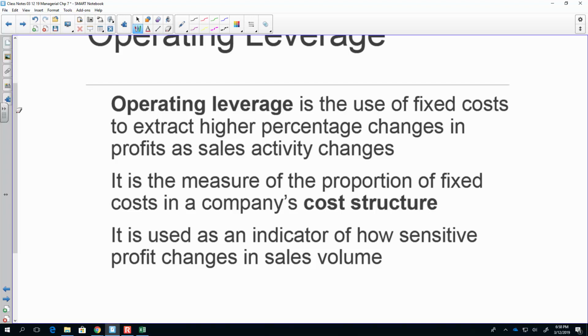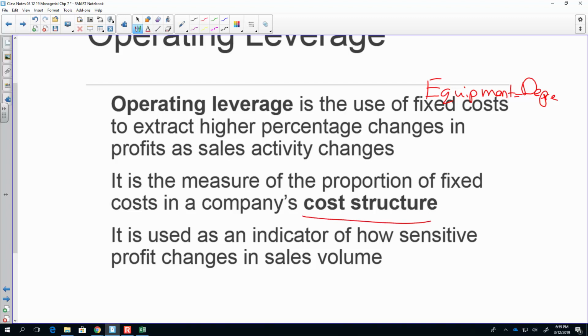Operating leverage is the use of fixed costs to extract a higher percentage of change in profit as sales activity changes. Okay. What are U.S. companies doing to be more competitive? We're buying more equipment. That's what a fixed cost is. What's our biggest fixed cost? It's depreciation on equipment, right? So we're using more fixed costs to generate our income as compared to other countries that might be using more variable costs, which is what? China is using what? More variable costs, more labor, right? So that's the difference. That's the analysis we're looking at here.